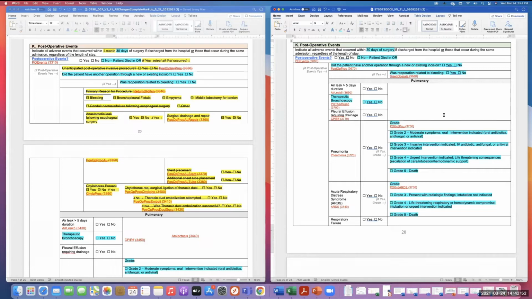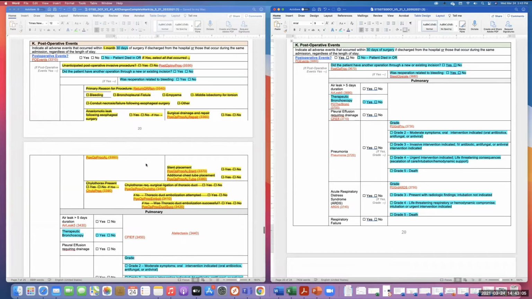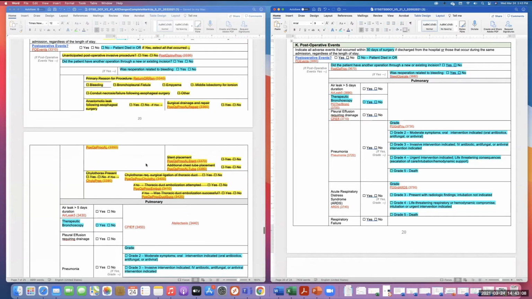So although it looks like we are asking a whole lot of new questions, trust me, we wiped out probably 2/3 of the questions that some people wanted to ask. So one particular thing that we did was, there was this on the old form, did the patient have an unanticipated post-op invasive procedure, and that was frustratingly vague, and we kind of tried to focus it just on a few things, and decided we didn't like that. So now the question is, did the patient have another operation through a new or existing incision?